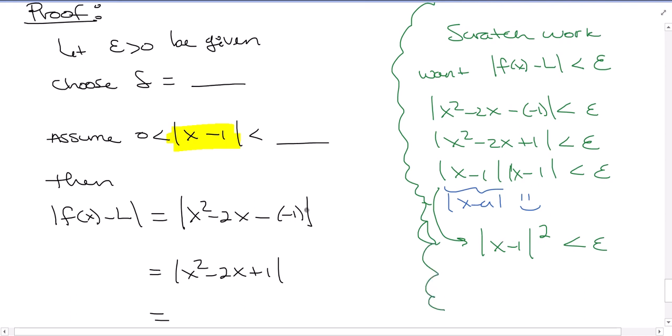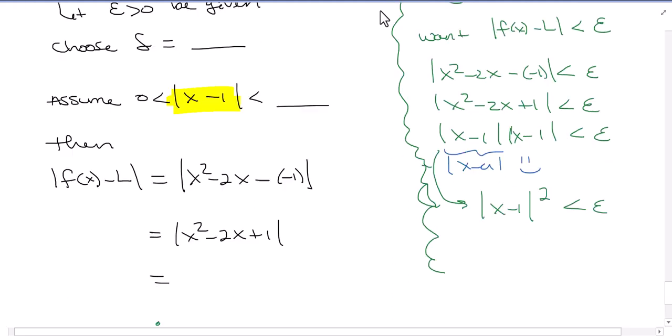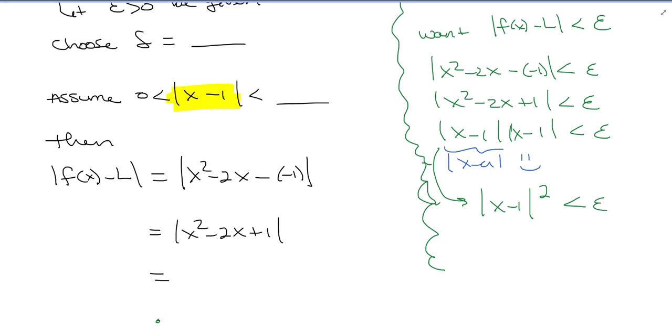And now the goal is to just get the absolute value of x minus 1 by itself. Right now I have the absolute value of x minus 1 squared. So how do I get rid of that square? We can take the square root. And the reason that I can take the square root here, without messing up the inequality, is this is already absolute value.